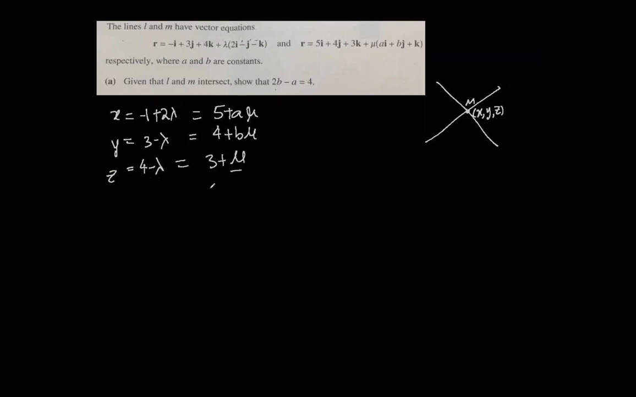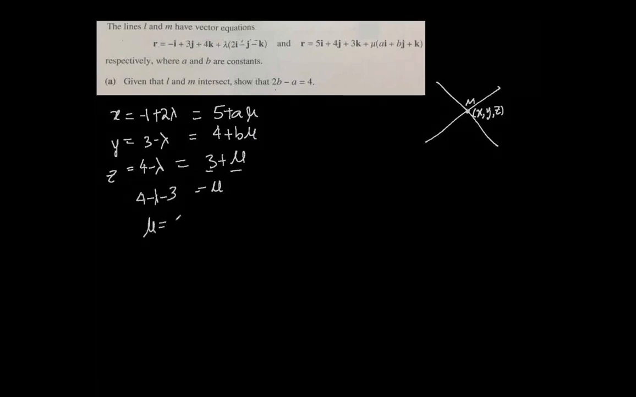All right. Similarly, the y coordinate will be 3 minus lambda, which will be equal to 4 plus b mu from the second line, and z will be 4 minus lambda equal to 3 plus mu. Since the z coordinate does not have any a or b, let's isolate mu in this one. So let's keep mu here and bring 3 to the left side. It becomes 4 minus lambda minus 3. So mu is basically 1 minus lambda.